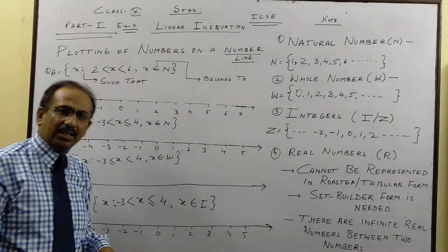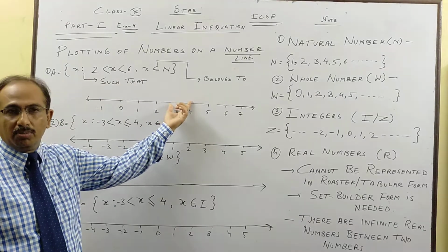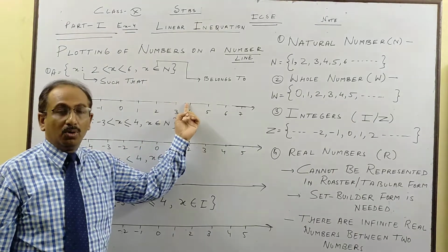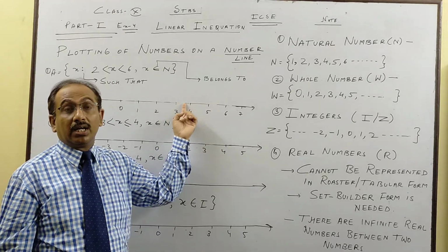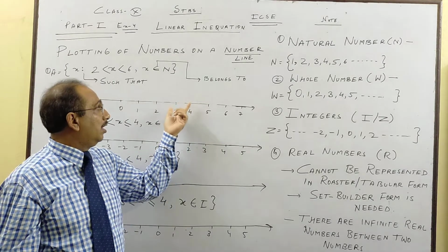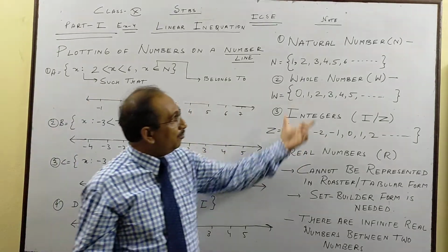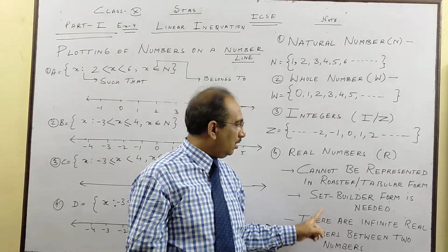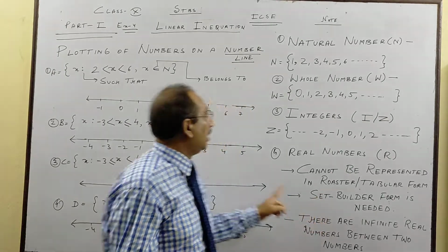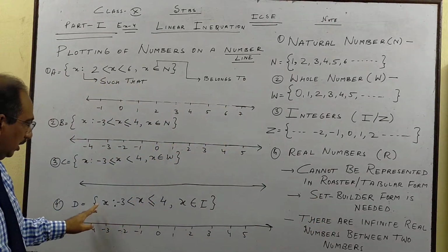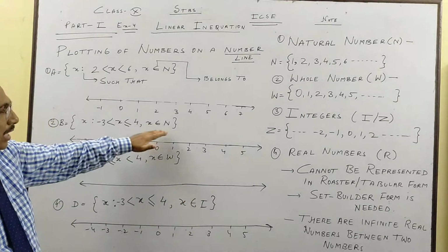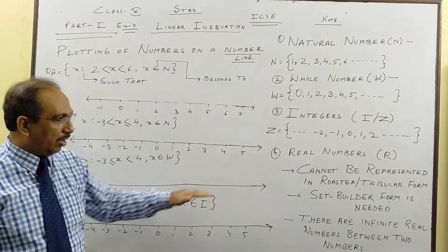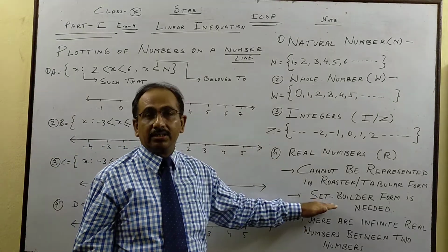The basic reason is that between any two numbers, suppose natural numbers 3 and 4, there are infinite real numbers in between. So real numbers we cannot write in roster form. We need the rule method or set builder method, as I will show you. Here I have integers, whole numbers, natural numbers, which can be represented in tabular form, but for the real number set we need set builder form.